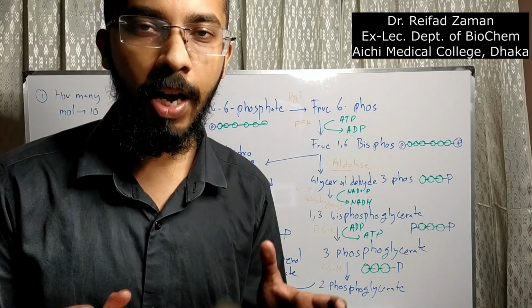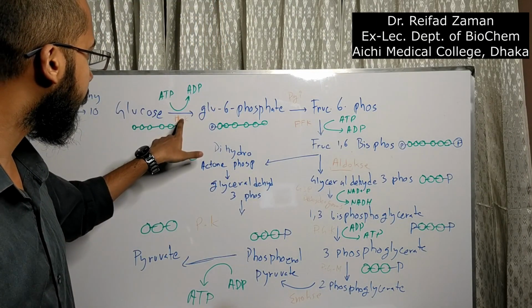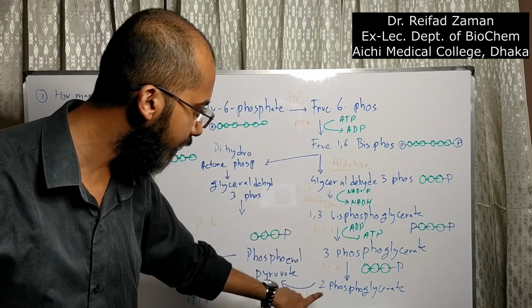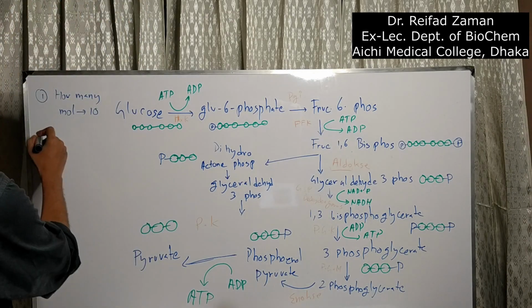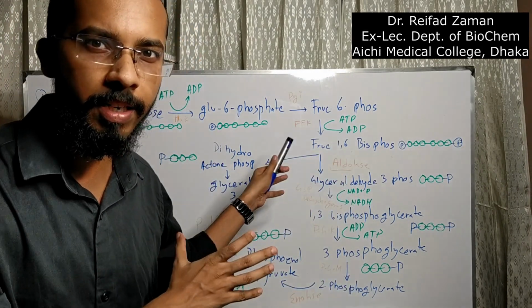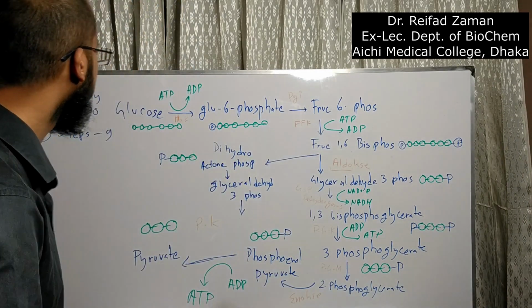Next you have to understand how many steps are involved. So again, from here to here, one step. So 1, 2, 3, 4, 5, 6, 7, 8, 9. So there are 9 steps. Now this also answers another question. Since there are 9 steps, there must be 9 enzymes.